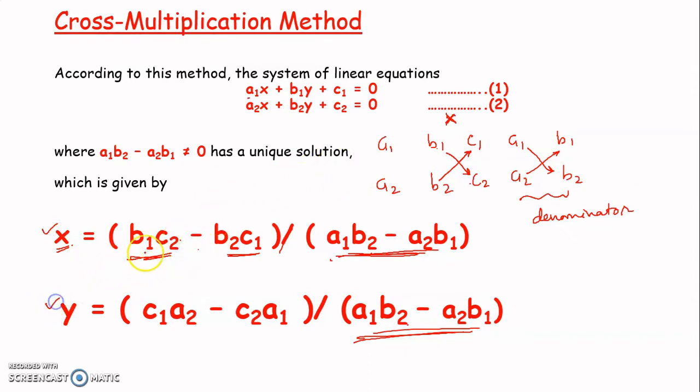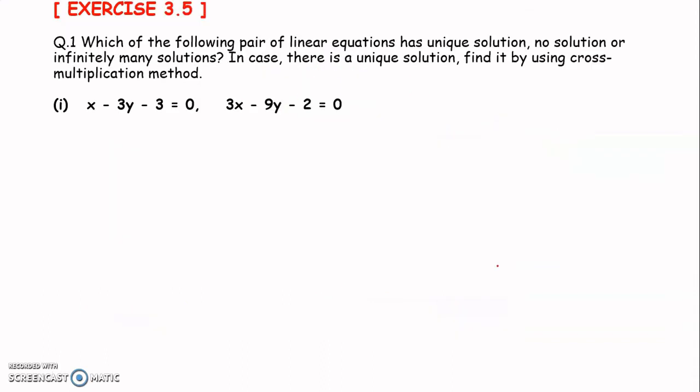Now in the same way, if you want to find the formula for y, then we will consider these two. First we will multiply this c1 with a2 minus c2a1. So this is c1a2 minus c2a1, and this is the denominator. So this way you can find the values of x and y. Let's do some examples to understand it more carefully.